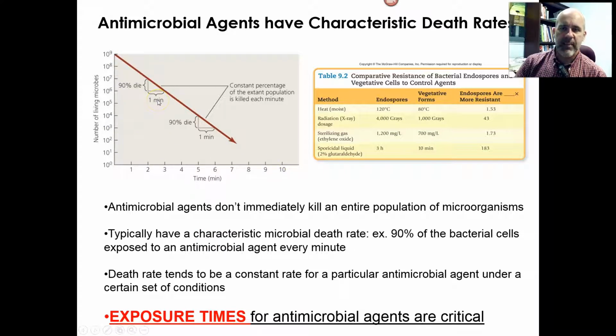Suppose for some antimicrobial agent, 90% of those microbes die with every 1 minute of exposure. So if you're starting with, over here on your y-axis, 10 to the 9th power of those microbes, that's a billion. Then after 1 minute, 90% have died. So you're left with 10 to the 8th, which is 100 million. And then after 2 minutes, you're going to knock down another 90%, so you'd be at 10 million. And then 1 minute later, 3 minutes in total, you're going to be down to 10 to the 6th power. That's 1 million. So you're kind of stepping down in terms of the number of microbes that are there.